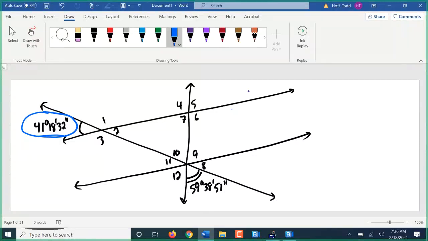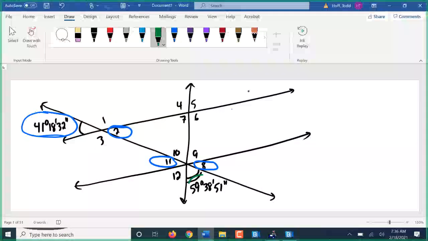2. 2 has to be the same. Good. Any others? 11. 11, and there's one more. 8. 8, good. So those angles all have to be 41 degrees, 18 minutes, 32 seconds.